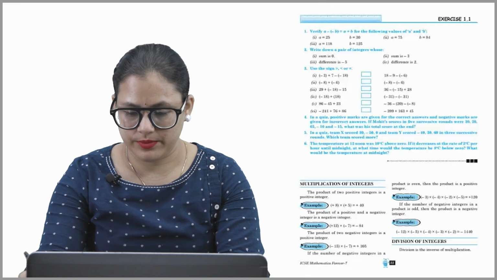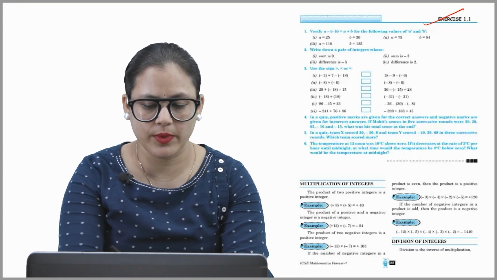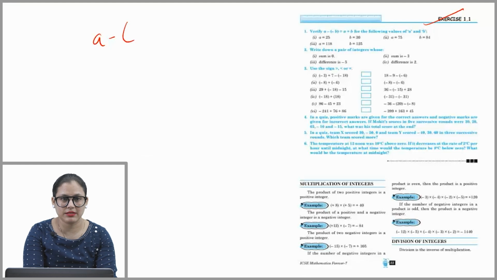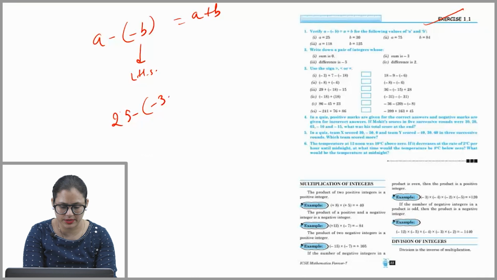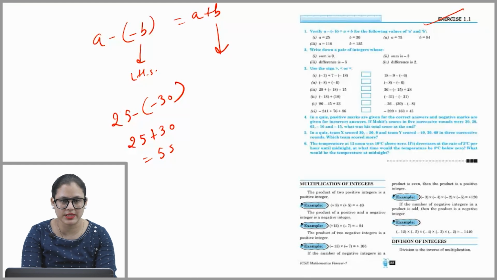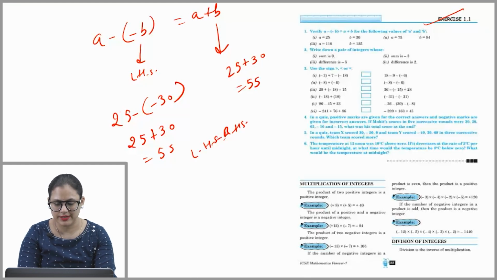Exercise 1.1. We have to verify whether A minus (-B) is equal to A plus B. Okay, so first we will take LHS, right? So, A is 25 and B is 30. A is 25 minus -30, okay? So, 25 plus 30 is equal to 55. Now, take RHS, A plus B, that is 25 plus 30 is equal to 55. LHS is equal to RHS, hence verified, right?